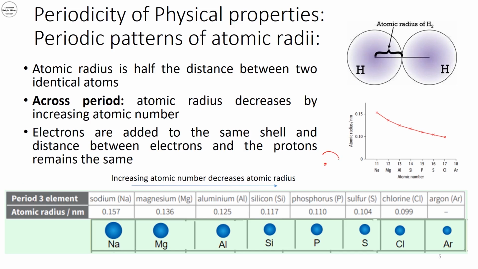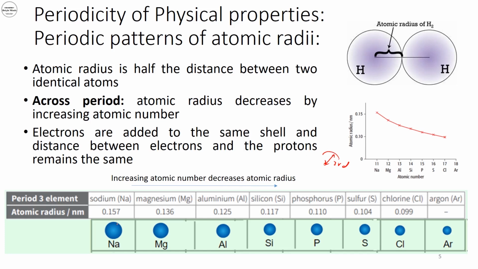So, for example, in period number 3, you are filling the third shell, and in that case, the distance between the nucleus and the third shell remains the same, while you keep adding protons to the nucleus and electrons to the third shell. This would increase the attraction between the protons and the electrons.